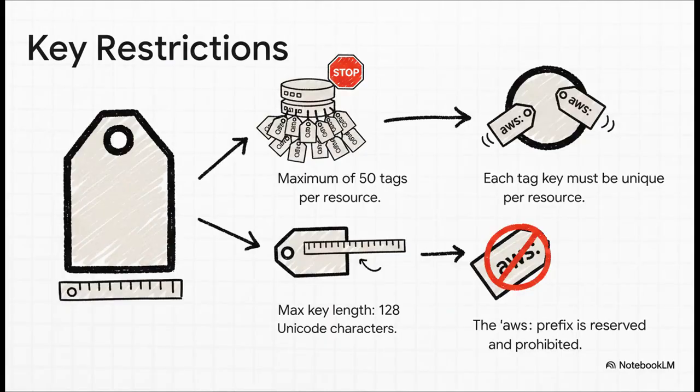These are the fundamentals. You get 50 tags per resource max. Each key has to be unique for that specific resource. You can't have two environment keys on the same API, for example. There are some character limits, as you can see, and this one's a biggie. You can't use the AWS prefix. That's reserved for Amazon's internal stuff. Just keep these in mind so you don't run into any weird errors.